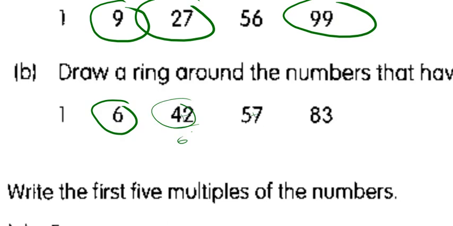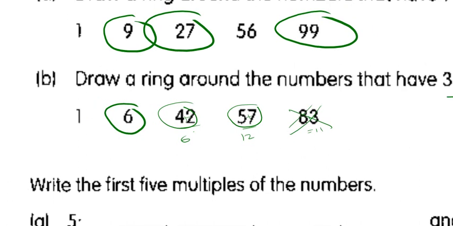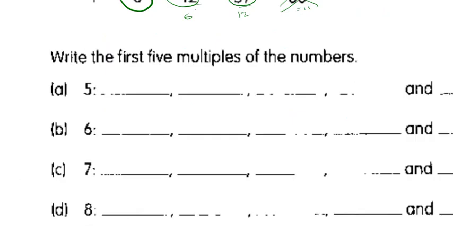5 plus 7 gives you 12. So 57 is a multiple of 3. 8 plus 3 gives you 11. So 83 is not a multiple of 3. Multiple, it means times table.